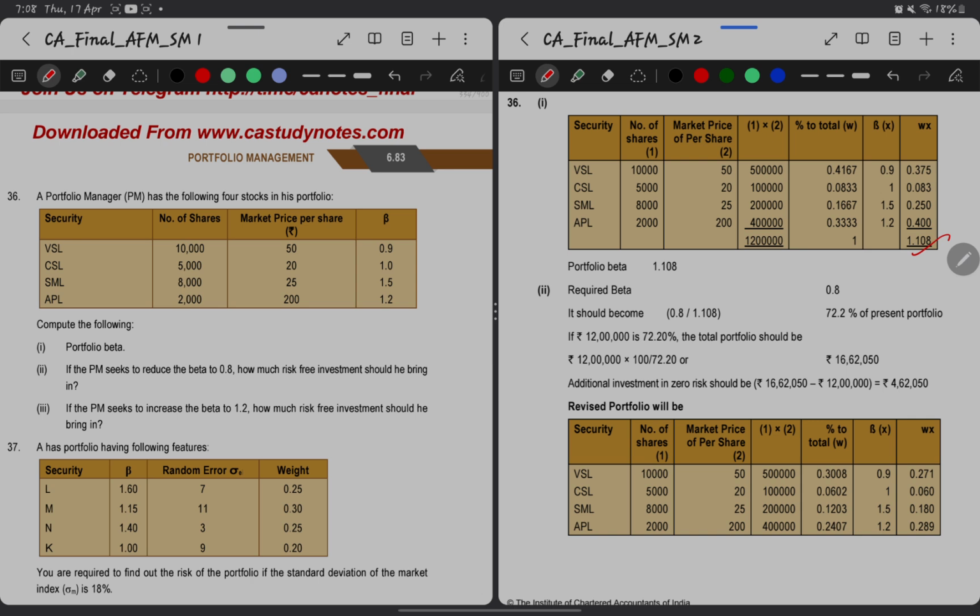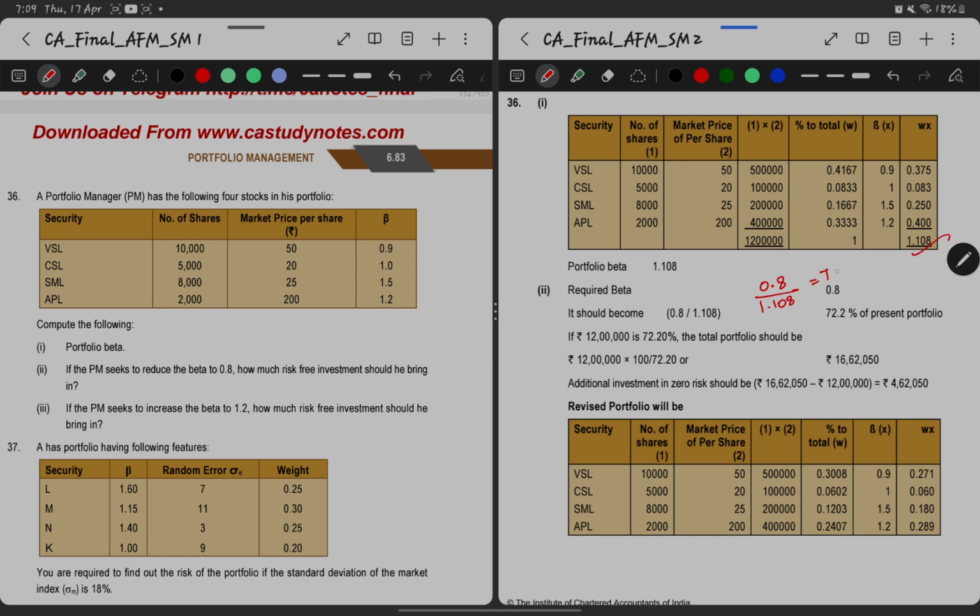Going to the second requirement: if the PM seeks to reduce the beta to 0.8, how much risk-free investment should he bring in? So they are asking, the current portfolio beta is 1.108. If he seeks to reduce the portfolio beta, how much risk-free investment should he buy? So the revised beta should be 0.8. Now the current beta is 1.108.